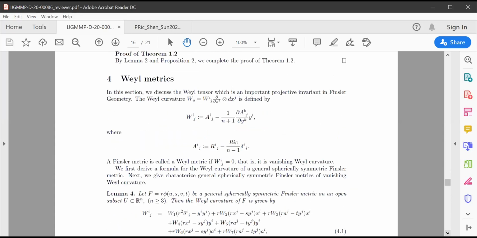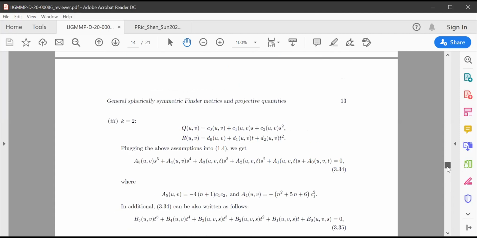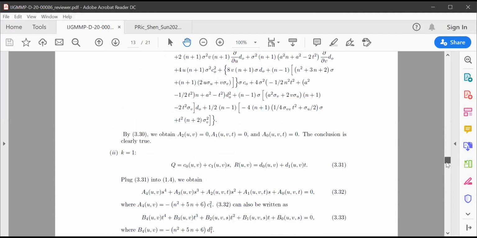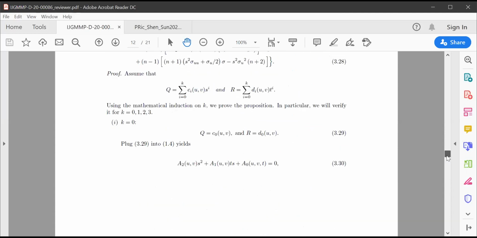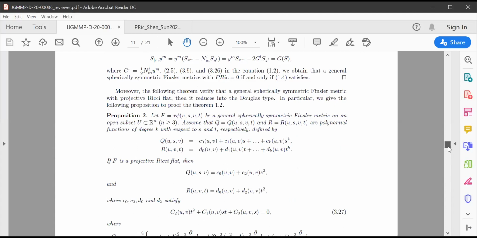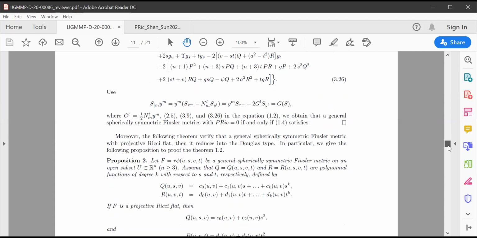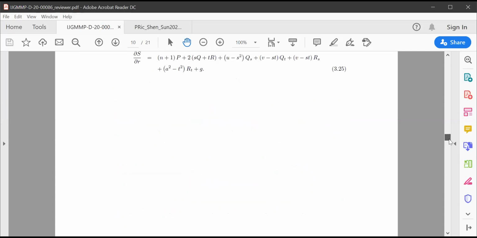Then the proof of Theorem 1.2. Where's the proof of 1.1? 1.1 is not proved. Let's go back. 1.2 takes many pages. Under what condition does this become Douglas? Are those two conditions natural or not? I don't think so. Where are Q and R? Why do they have to assume this? Is there any example to support that assumption? What are Q and R? Let's go back to Q and R.